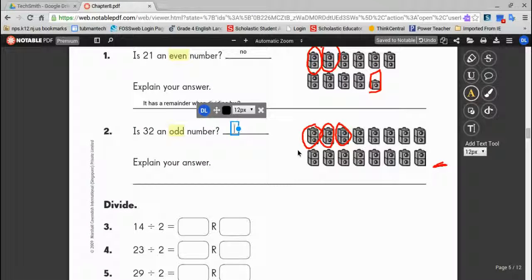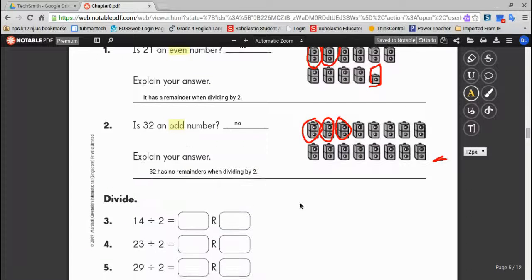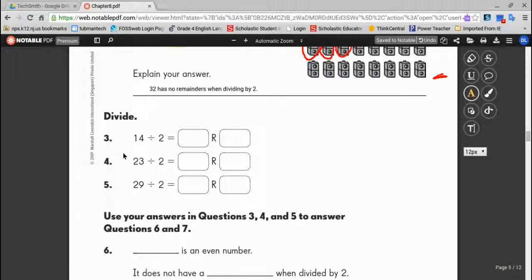So again, is it an odd number? No. And why? It's because 32 has no remainders when dividing by 2. Okay, so let's look at numbers 3, 4, and 5.